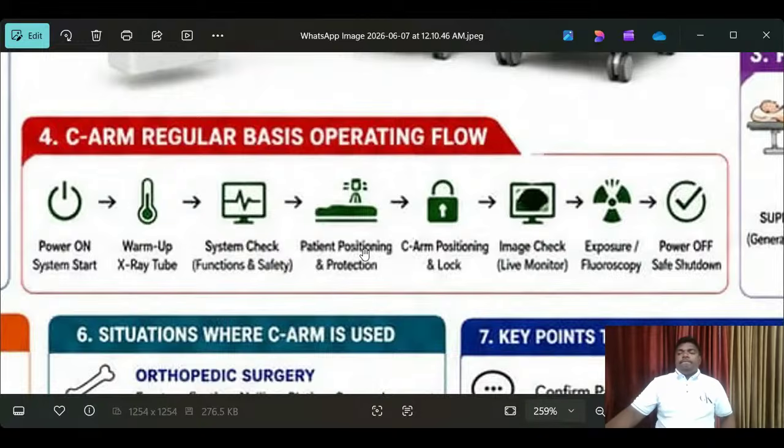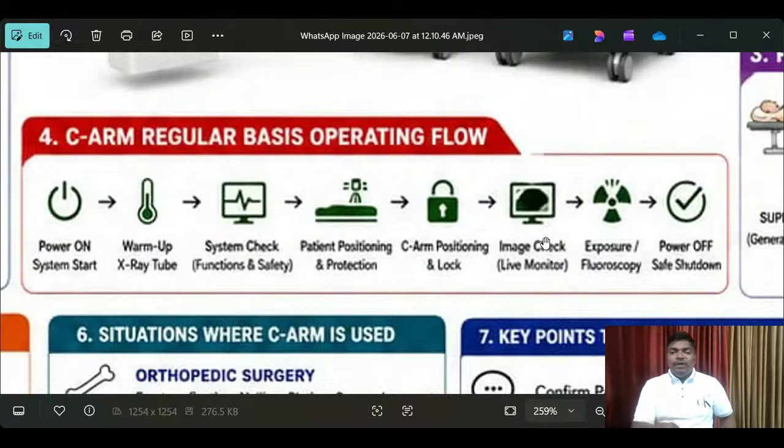Okay, right. Next, image check, live monitor. These are all operated by the console system. You have to check it in a practical way, and keep one object on the plate, the detector. Then you have to expose it, to check whether it is working or not, before connecting the patient. You have to check in this way.